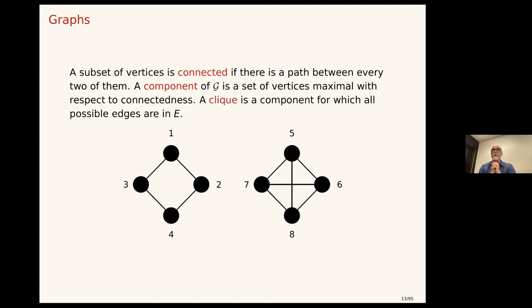5, 6, 7, and 8 is another component, right? It is, again, a connected set of vertices, which is maximal with respect to the property of being connected. And it has an additional property, and that is that every node in this component is directly connected, not indirectly, but directly connected to every other node. So 1 and 4 are only indirectly connected, but everything, 5, 6, 7, and 8, each one of them is directly connected to everything else. Components with that property are called cliques, C-L-I-Q-U-E, okay?